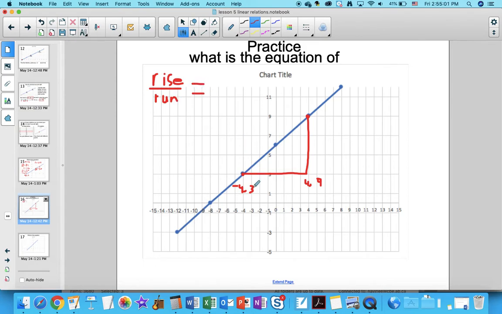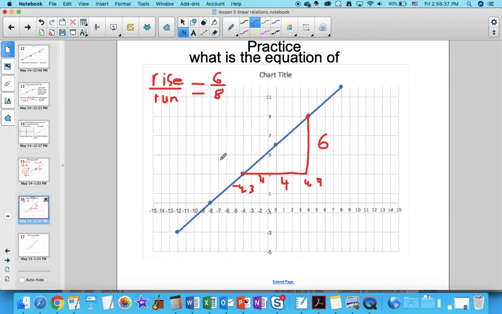I went from 3 to 9. Well, I have to add 6, so I went up by 6 on that one. So 6 is my rise. Then I went from -4 to 4, which is a distance of 8. -4 to 0 is 4, then 0 to 4 is another 4. So that's 8. So my run is 8.